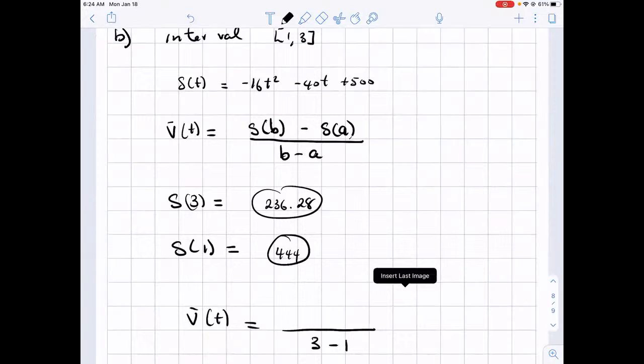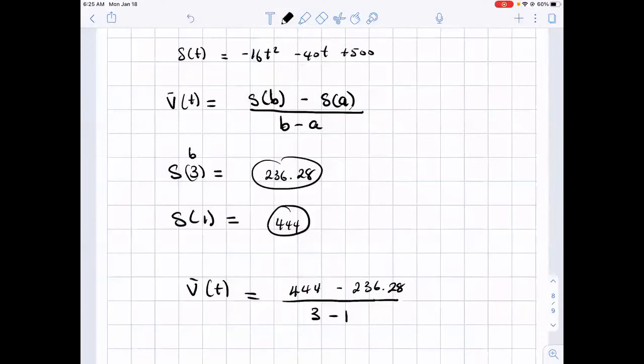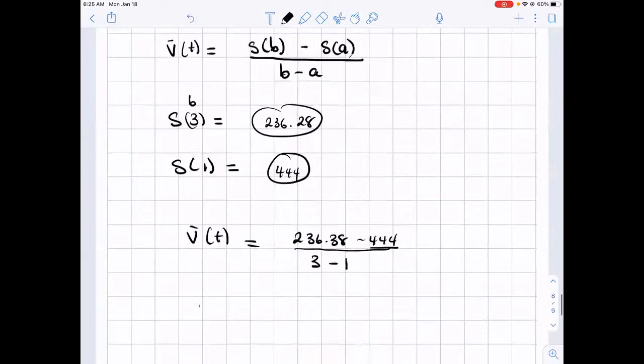And then S of B, when we plug in 3, so this becomes 444 minus 236.28. Actually, when you plug in A, you get 444. So your S of B here should be 236.28. And that's your average velocity, which I believe is approximately 103.86 feet per second. So check back the numbers on your calculators just to make sure they are correct.